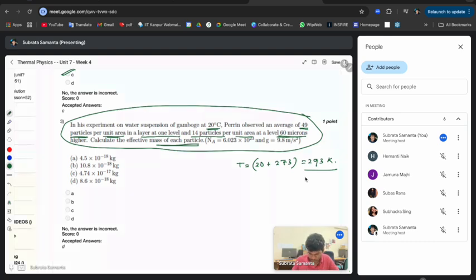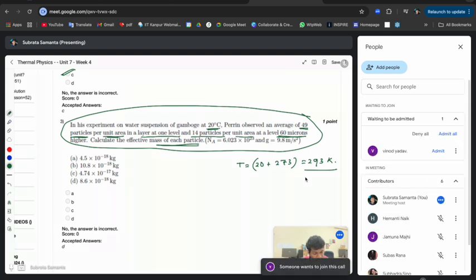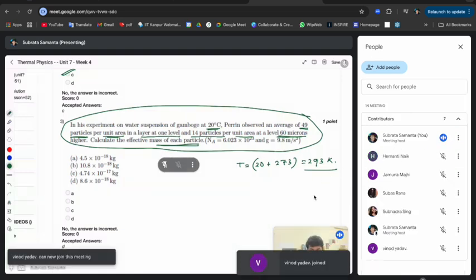So how to calculate? So this is basically, there are two levels. For the first level, 49 particles, and the second level, 40 particles per unit area, right? That means, so particles per unit area, that means the number density.